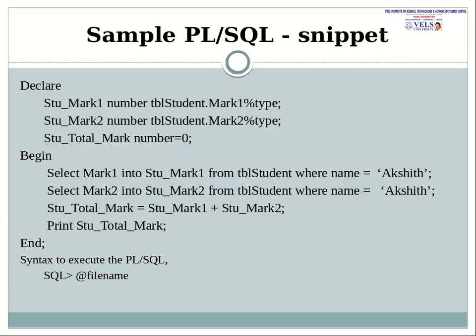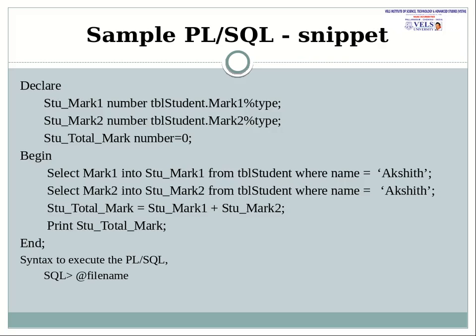This is a simple example snippet of PL/SQL programming. The first is the declare section. In this declare section, we have used two variables. One is student mark 1, number is the data type, and the table reference is table student dot mark 1 percentage type. Here mark 1 percentage type means the actual database table has a numeric data type, which is retrieved in the PL/SQL query. The second variable is student mark 2, number is the data type, and the reference is table student dot mark 2 percentage type.